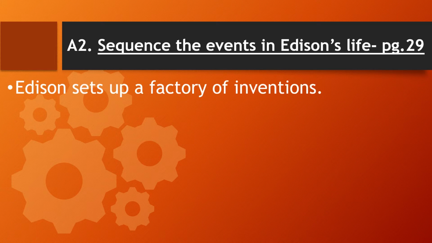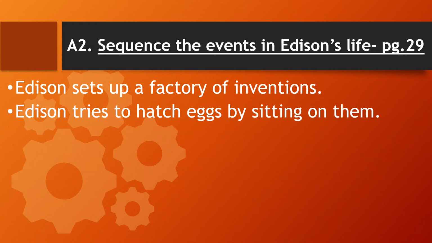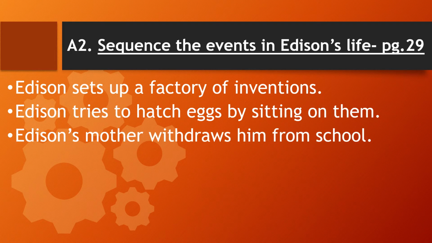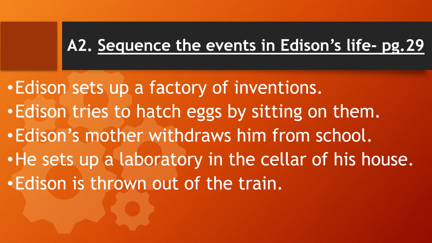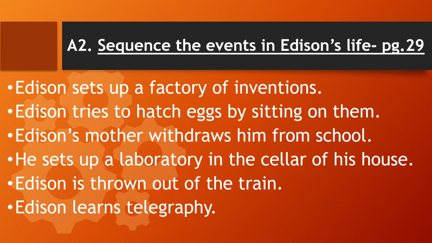The first one given to us is Edison sets up a factory of inventions. The second statement given is Edison tries to hatch eggs by sitting on them. The third statement is Edison's mother withdraws him from school. The fourth statement is he sets up a laboratory in the cellar of his house. The fifth one is Edison is thrown out of the train. And the last one is Edison learns telegraphy.